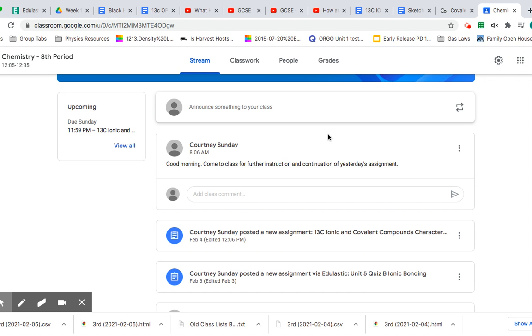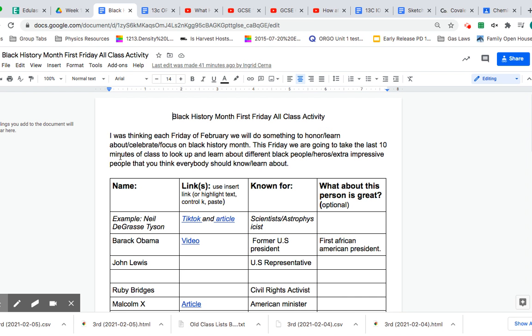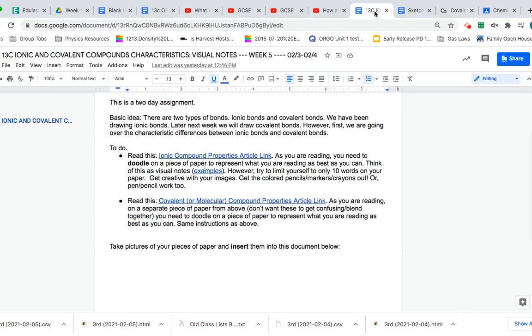And so we are going to spend the first 20 minutes ish, a little less of class, looking at the second article and going through that. And then the last 10 minutes of class, we're doing Black History Month First Friday All Class activity. So I'm kind of excited about that. But first, we're going to go until there's 10 minutes left, and then we'll just end where we end, and the rest will be homework.